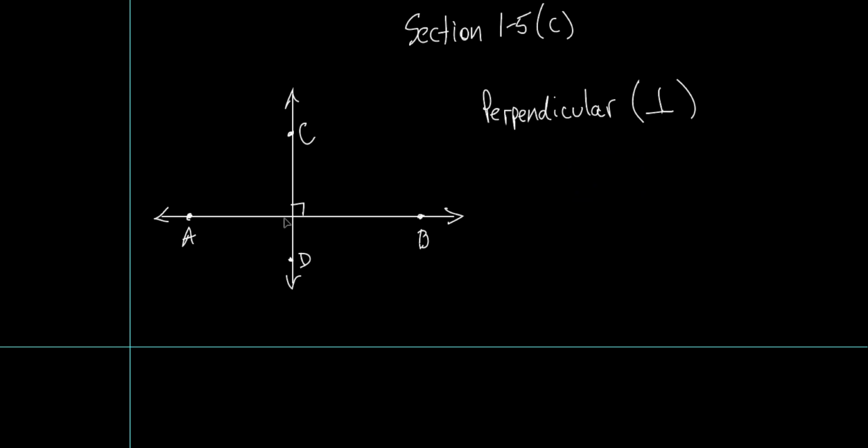What if I put the box there? What could I say about those two lines? Then they are perpendicular. If I know that it's a right angle, we don't need that. If I know that it's a right angle, then I know the two lines are perpendicular.